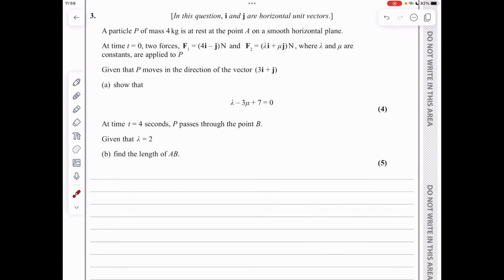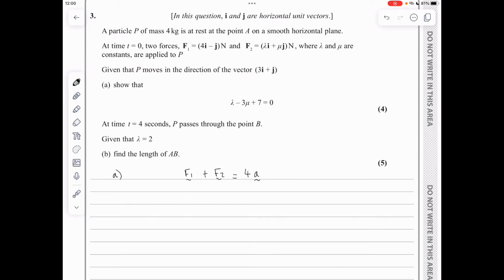In question 3, we've got a particle of mass 4 kilograms being at rest at point A. We've got two forces, F1 and F2, acting here, and P moves in the direction of the vector 3, 1. We need to show that this means that lambda minus 3 mu plus 7 is 0. I will start by using the fact that the sum of the forces is mass times acceleration. So we've got that F1 plus F2 is equal to mass, which is 4, times the acceleration, which is a.